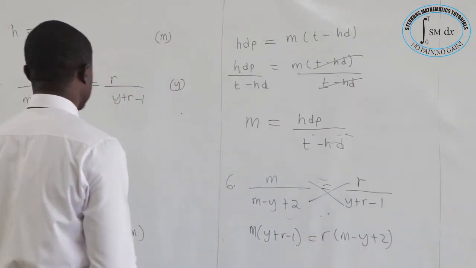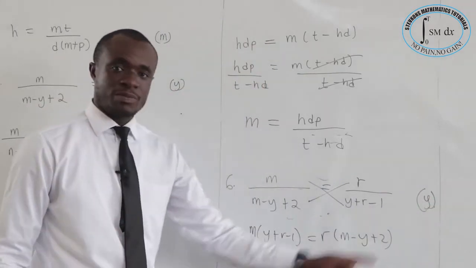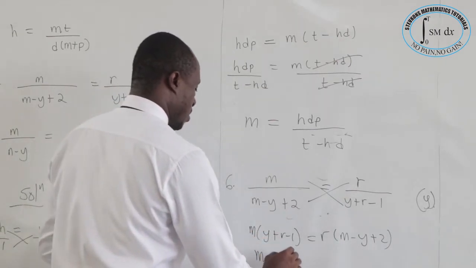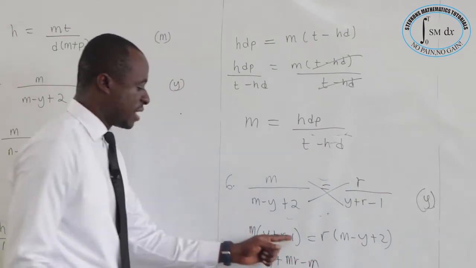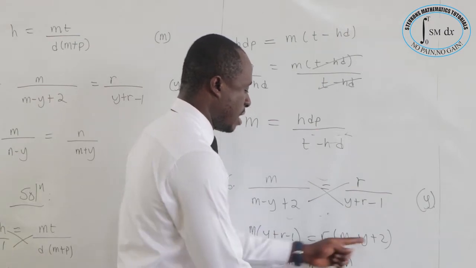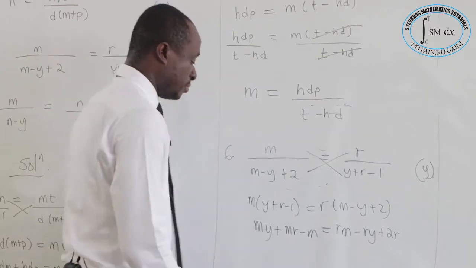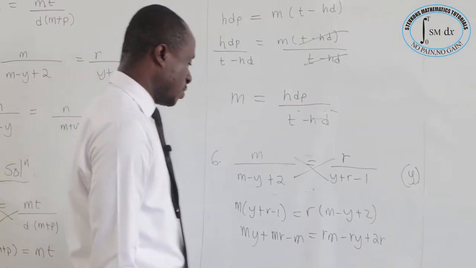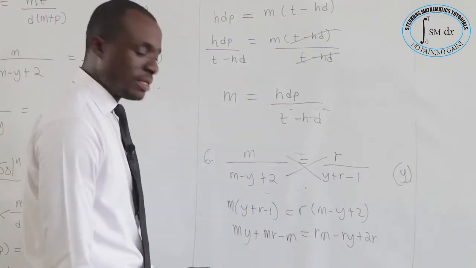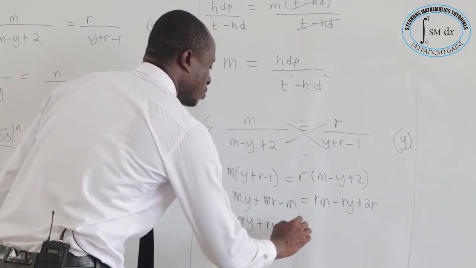In this case, we want to make y the subject, so we have to expand. We have m times y, my; m times r, mr; minus m, that is m times 1, minus m; equal to r times m, rm; r times minus y, minus ry; plus 2r. Now we want to make y the subject, so we have to group like terms. Now this negative ry should come to the right hand side. So we have my plus ry equal to rm plus 2r.